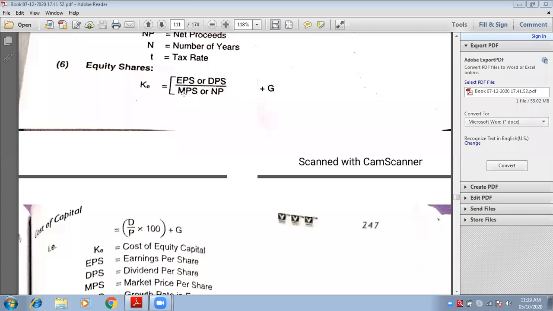Okay, this is one formula. Another formula is with growth.